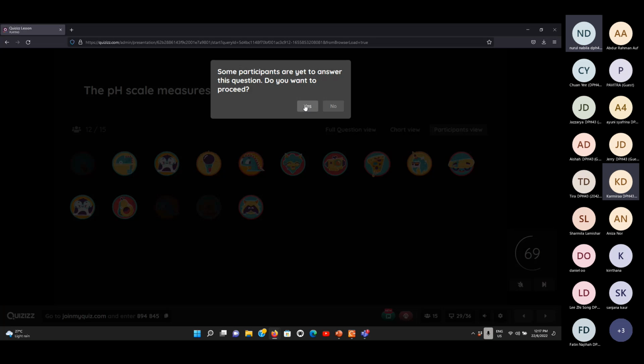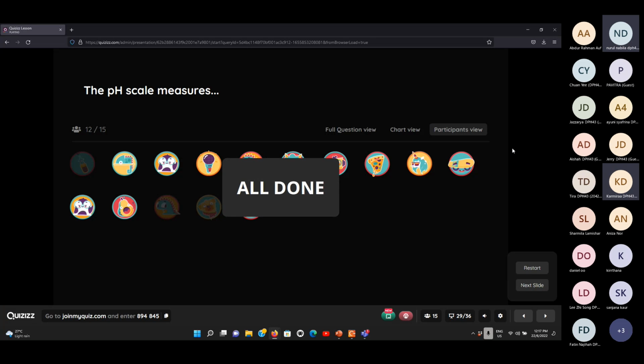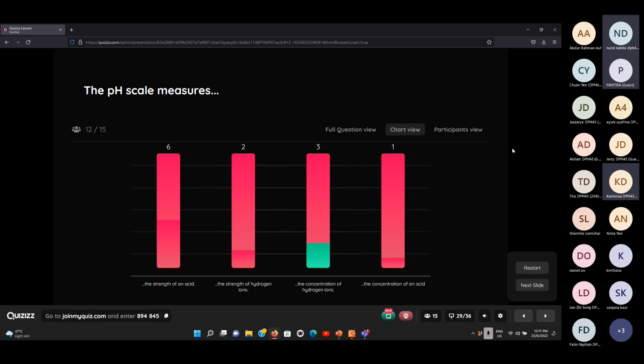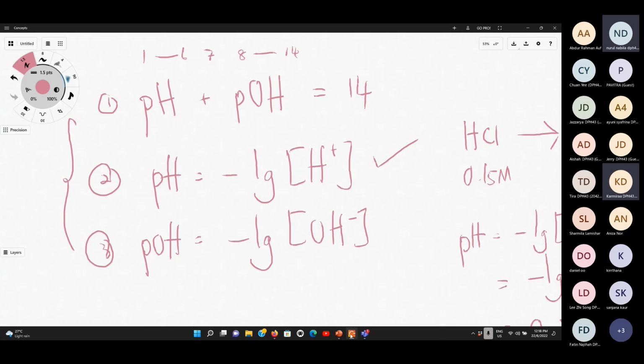Okay, so let's end it. Jawapan yang betul adalah the pH scale measures the concentration of hydrogen ion. So, 3 orang jawab betul, the strength of an acid. So the strength of an acid is betul, correct. Tapi macam saya cakap tadi, pilih yang lebih accurate. And dalam saya punya explanation tadi, saya dah tunjuk dekat sini.